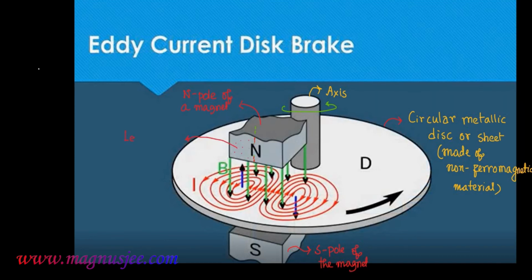Now we can denote the leading edge of the north pole, which is placed above the circular disc. This is what in the diagram the leading edge of the north pole is denoted. Now we can denote the trailing edge of the north pole, which exists on the right hand side of the north pole, the trailing edge of the north pole of the magnet.